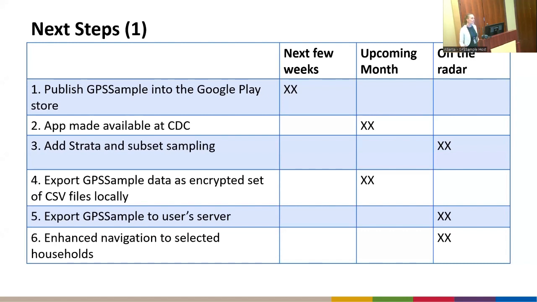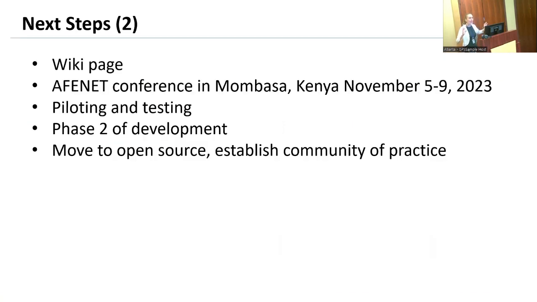Brian already mentioned the server piece, but number 6 is really, we think that there's more features we want to add to enhance navigation back to those households that are selected to make sure you're really at the right place. Okay, so I did mention GitHub, but not all of us are developers. And so we are also planning to develop a wiki page. This will be very exciting and user-friendly.